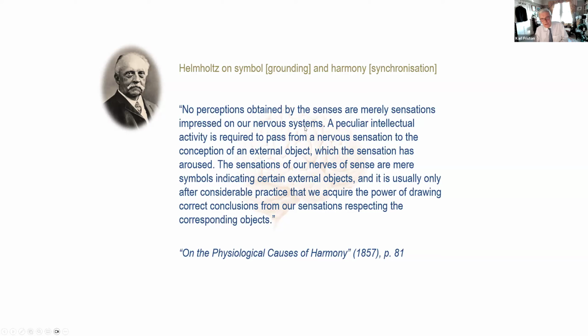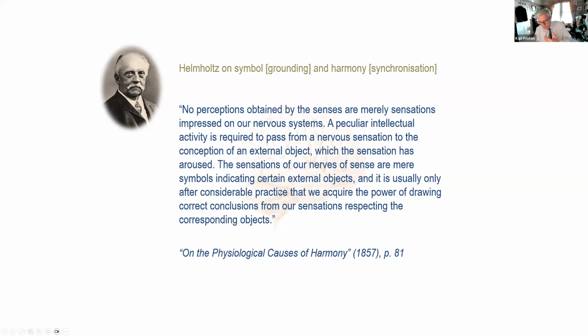No perceptions obtained by the senses are merely sensations impressed on our nervous systems. A peculiar intellectual activity is required to pass from a nervous sensation to the conception of an external object. And I think we can read this as the inference to the best explanation, abductive inference that is as efficient as possible, that has this minimum description length aspect or minimum complexity that underwrites sufficing. Which the sensation has evoked or aroused, and the sensations of our nerves of sense are mere symbols.